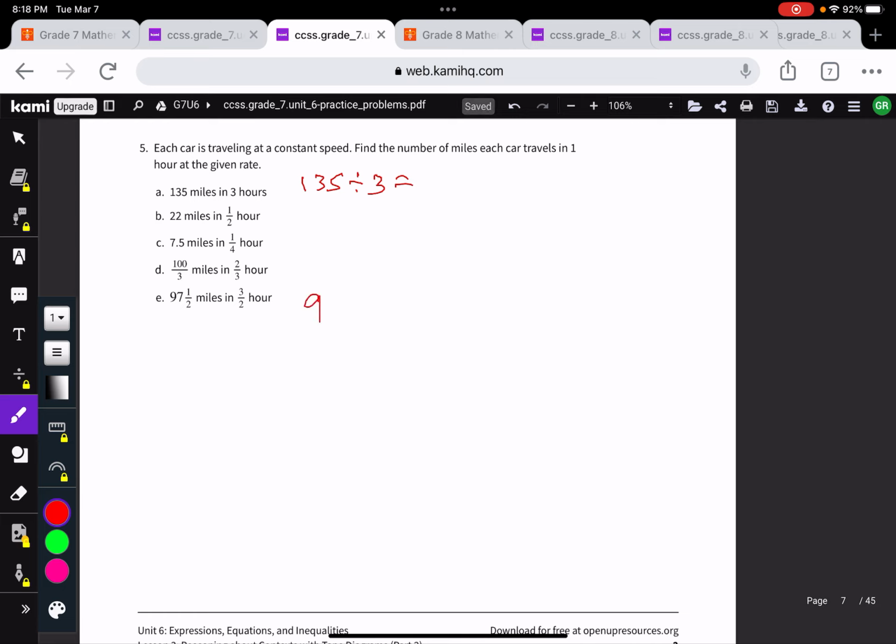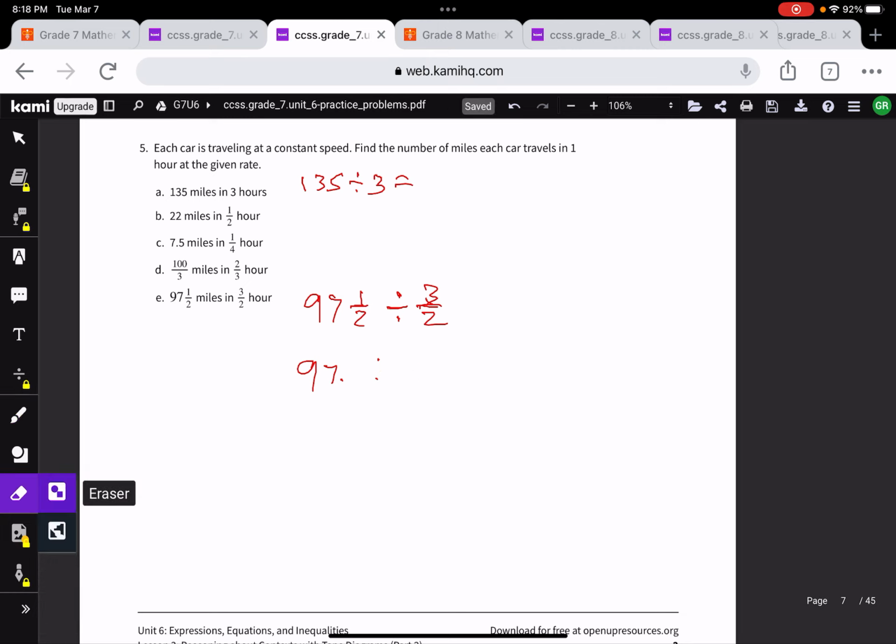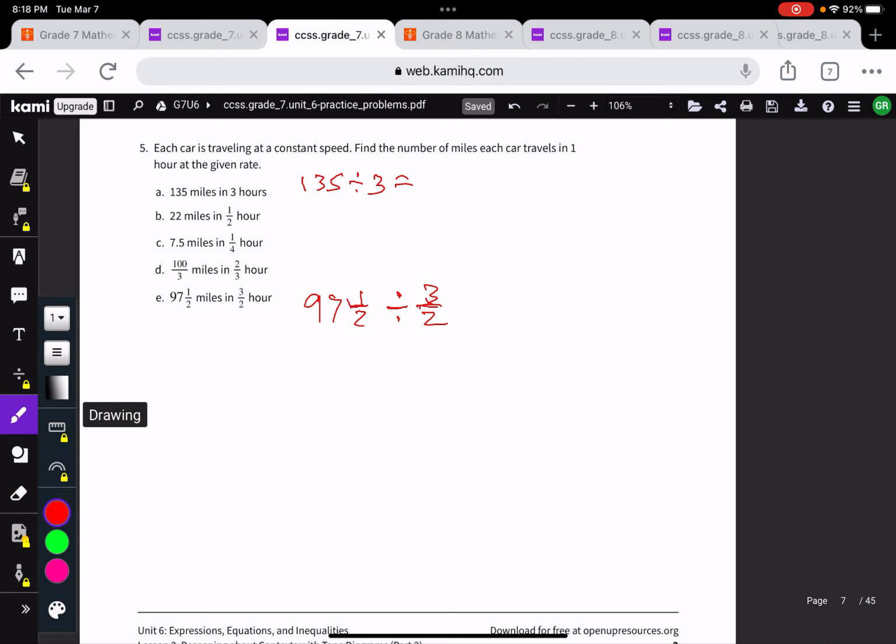What's 97 and a half divided by 3/2? Well, a lot of work going on here. First thing I have to do is, sure, I could get out my calculator, and this would be like 97.5 divided by 1.5. That works. By the time you get all that out, I could probably have this figured out mathematically.